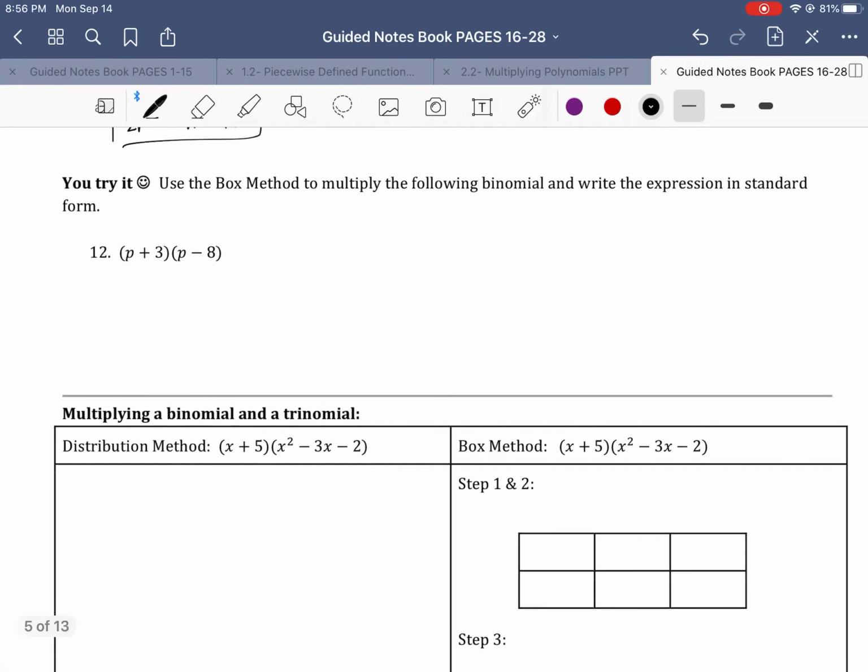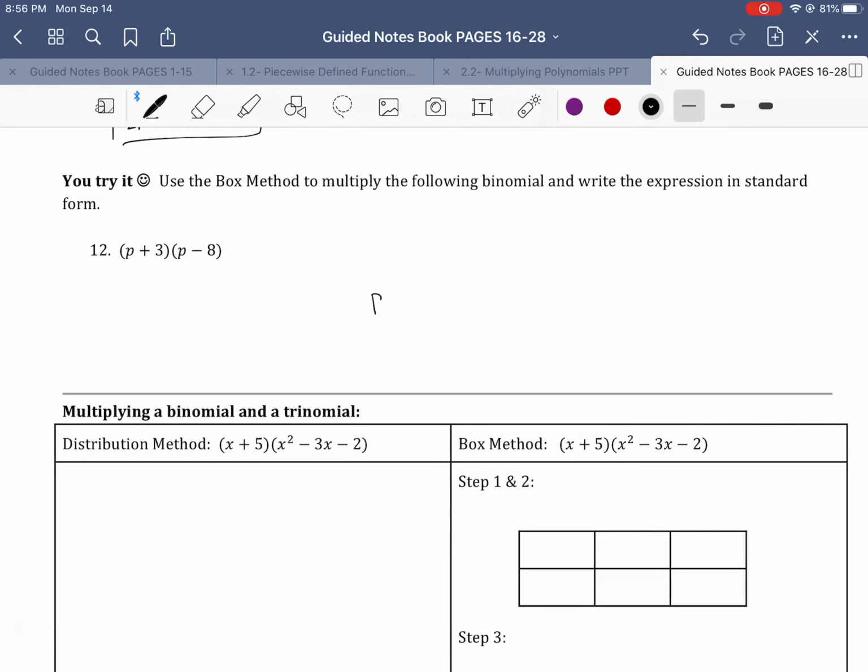Alright, go ahead and try it on the next one. Again, you can pause and work through that. Go ahead and build your table. In the end, you should end up with p squared minus 5p minus 24.